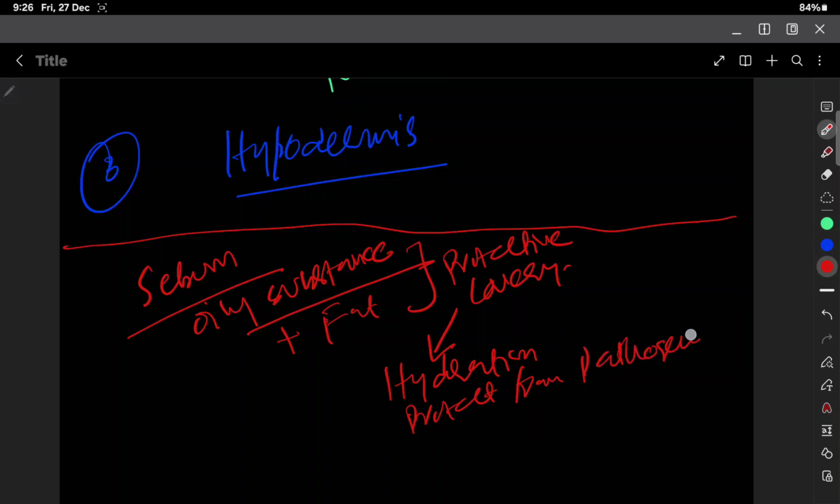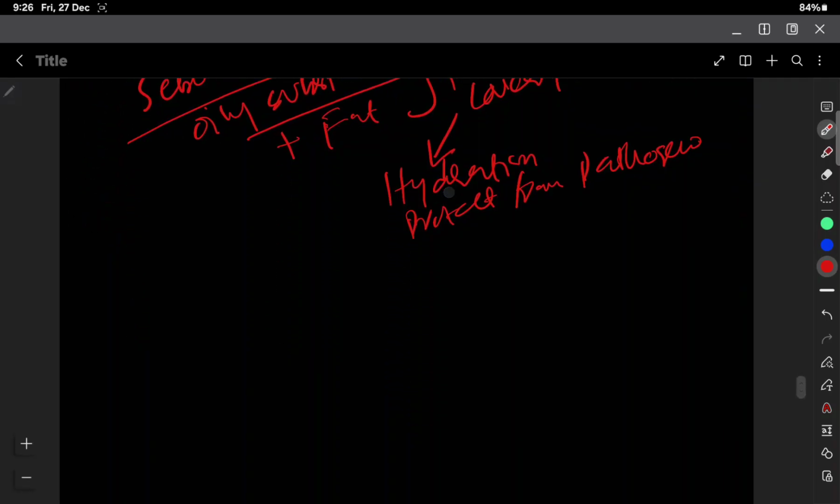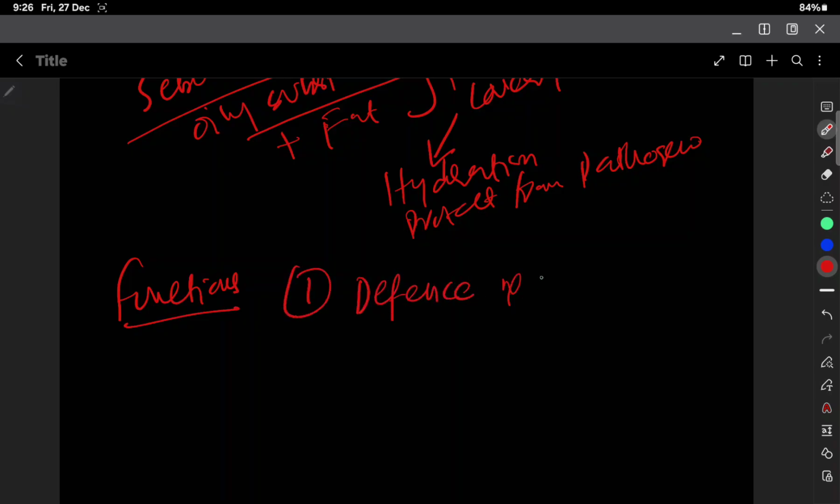So this is all because of the skin. Okay, now functions of the skin. What are the different functions of the skin? First function of the skin is defense and protection. So the first line of defense is because of the skin. It protects the underlying structures from injury. It protects us from harmful radiations and harmful chemicals. That is the function of the skin.